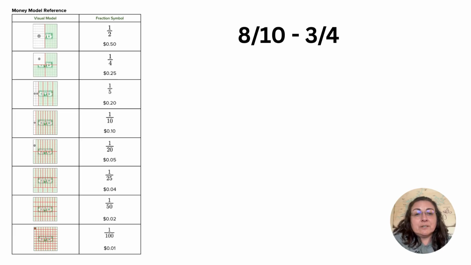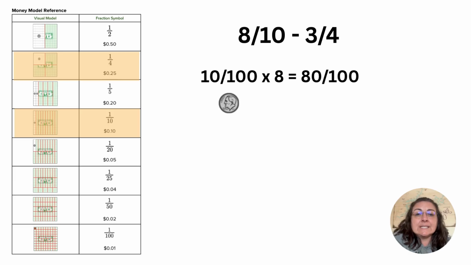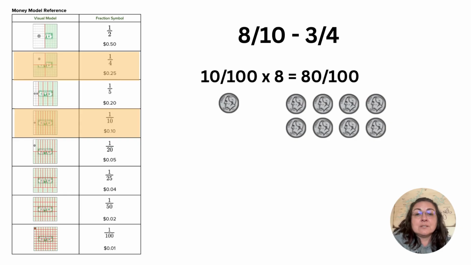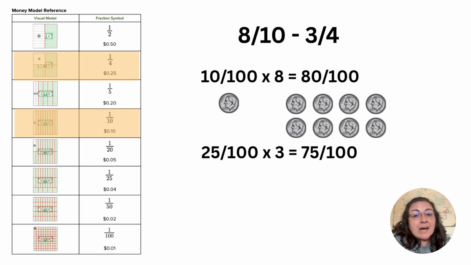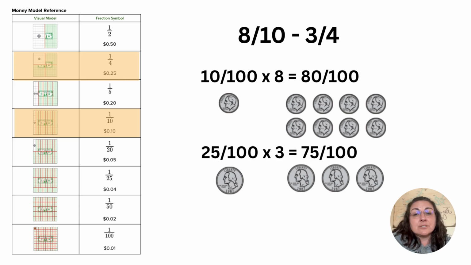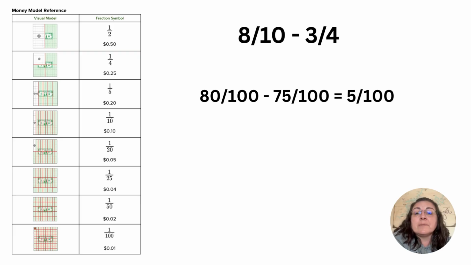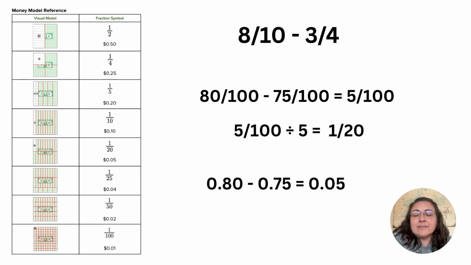In the second expression, we have 8 tenths minus 3 fourths. Knowing that 1 tenth is 10 100ths, then 8 tenths is 80 hundredths. Knowing that 1/4 is 25 hundredths, so 3 fourths is 75 hundredths. I can now subtract my numerators. I have common denominators. 80 minus 75 equals 5 100ths. Simplified down to 1/20th.